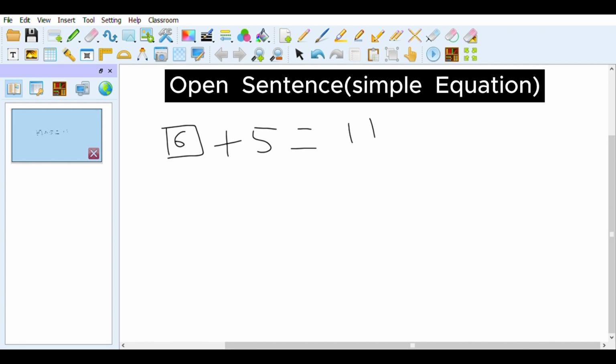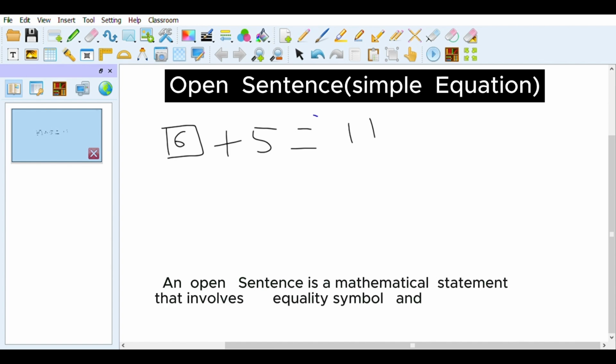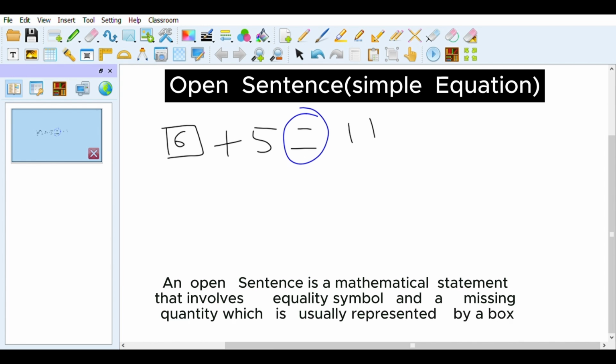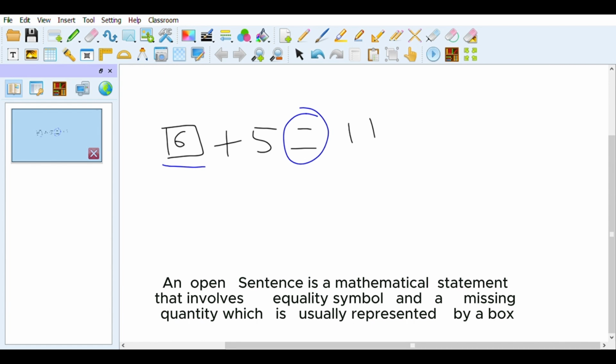Okay, so an open sentence is a mathematical statement that involves equality signs. This is an equality sign and a missing quantity, which is usually represented by a box. Okay, so in an open sentence, there is a missing quantity that will be represented by a box, which you're going to find.